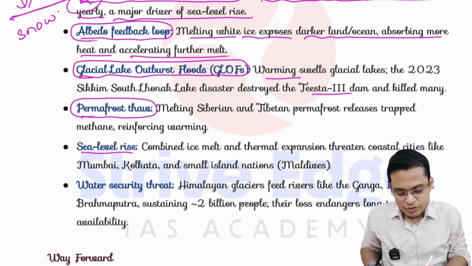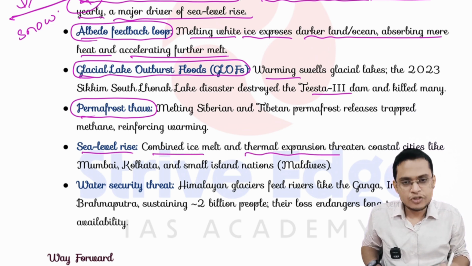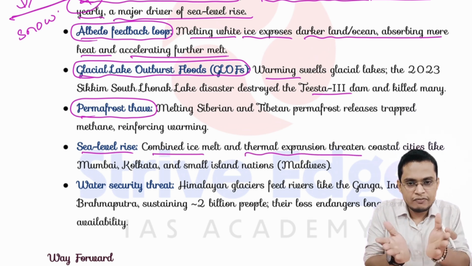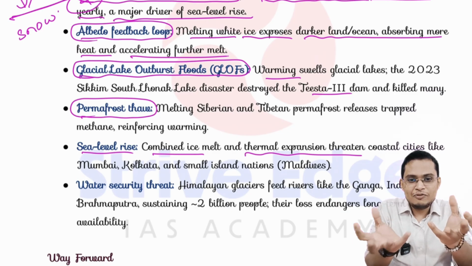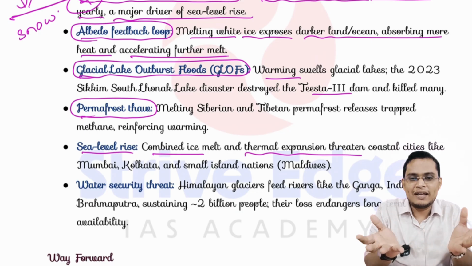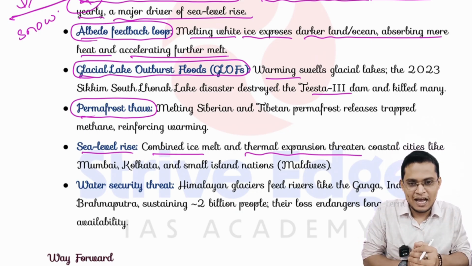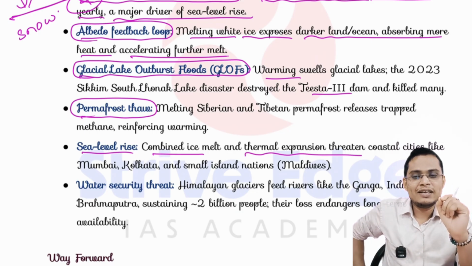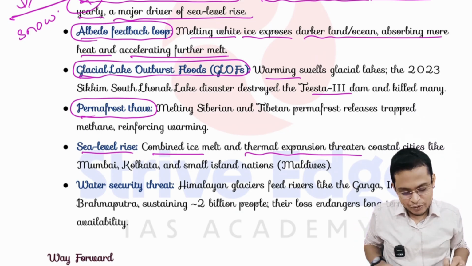Then sea level rise, which combines ice melt and thermal expansion. Thermal expansion means whenever you heat water, it will expand. One, we are adding water because of the melting of snow and ice. Now water is also expanding. Just imagine what kind of consequences there will be. So it will lead to the flooding of our low-lying coastal areas.